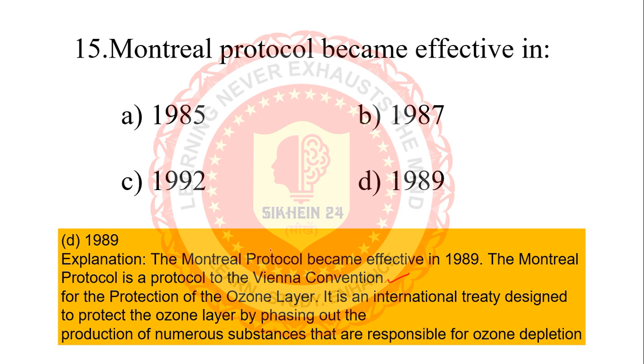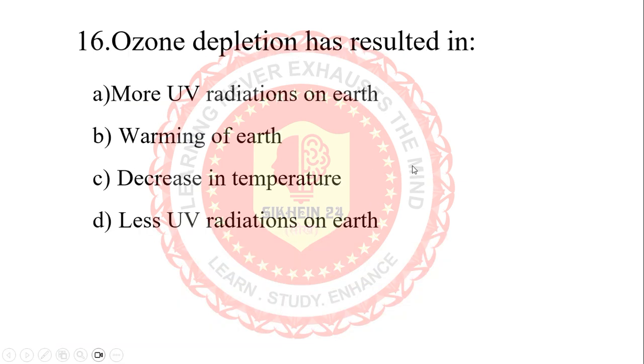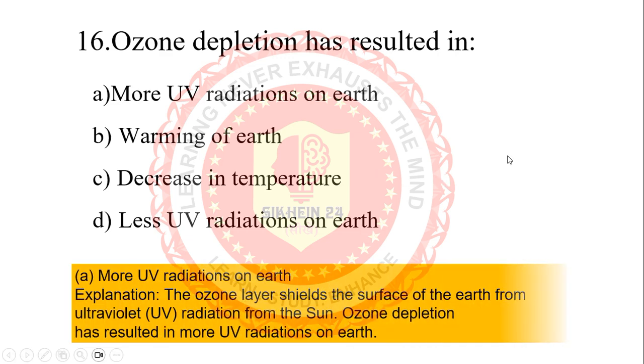Montreal Protocol. Next question on your screen. Ozone depletion has resulted in: A. More UV radiation on Earth. B. Warming of Earth. C. Decrease in temperature. D. Less ultraviolet radiation on Earth. Let's see the answer. A is the correct answer. More ultraviolet radiation on Earth.